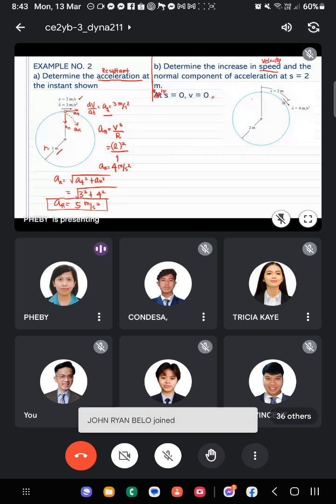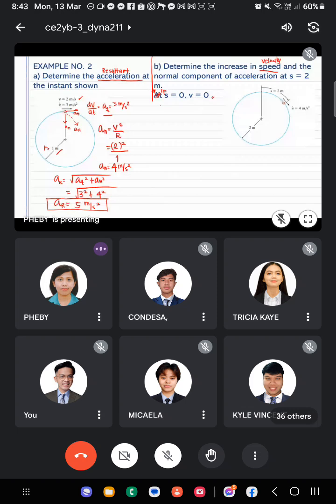Okay. So for our solution, first is our acceleration. So yung kanyang acceleration, ano pa yung given niya sa figure? So yung S niya is 2 meters and at, the first derivative of v or v dot, is equals to 4 meter per second squared. So ito yung kanyang A normal. So therefore yung kanyang acceleration resultant pa ganito. Pero ang hinahanap lang naman is yung ating A normal. Okay. So from our figure, our at is 4 meter per second squared.